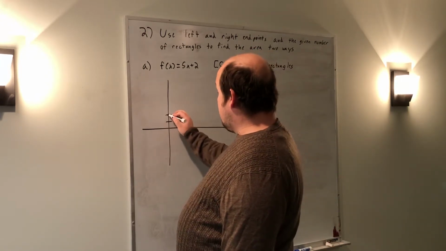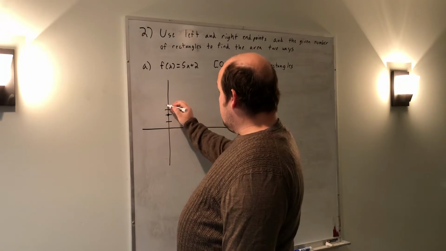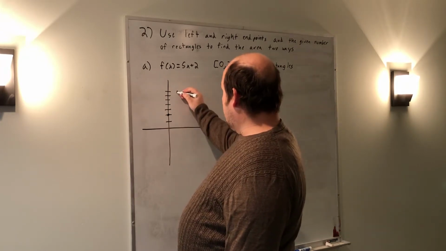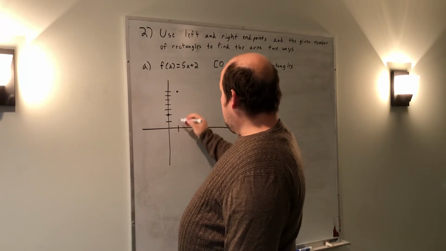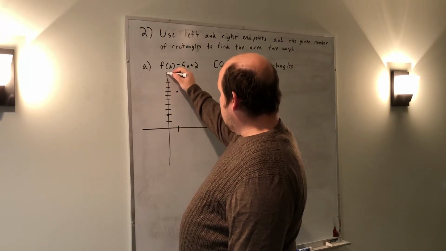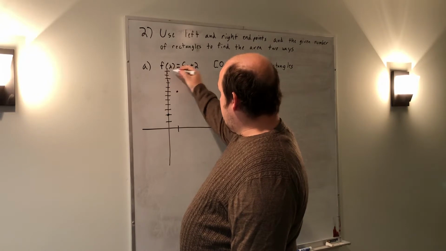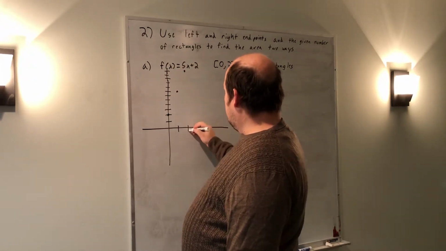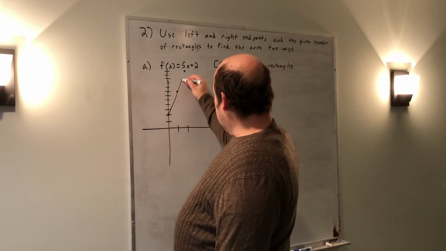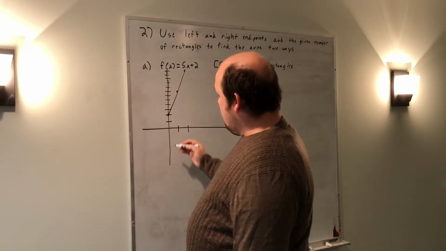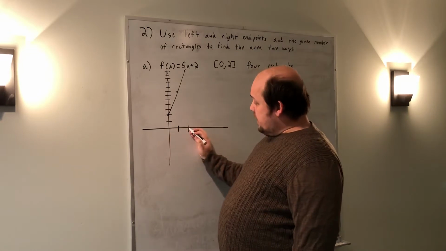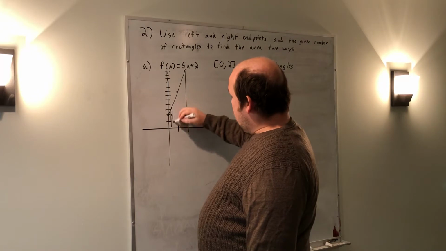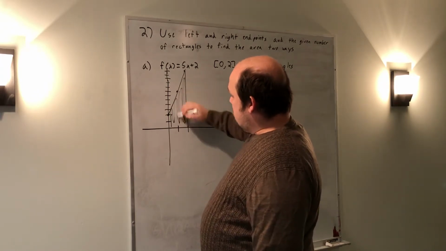So here we start at 2. 1, 2, 3, 4, 5. We go up 5 when we get to 1. And then we go up 1, 2, 3, 4, 5 more when we get to 2. So this is the line that we're looking at. We care about it between 0 and 2. So basically, we're looking for what's this shaded area here.